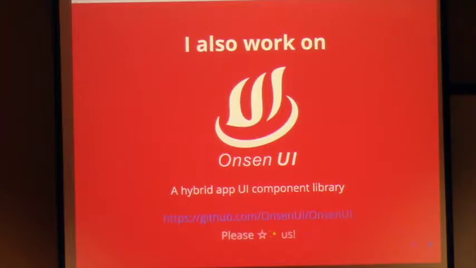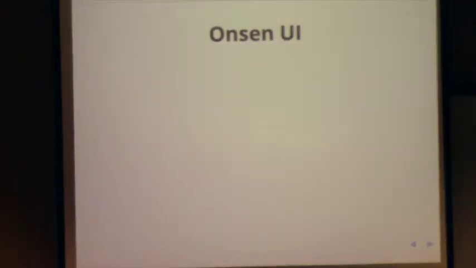So the thing I work most on is something called Onsen UI. And Onsen UI is a hybrid app UI component library. So it's a collection of UI components that you can use in your hybrid apps. And Onsen UI is open source, and we're on GitHub. And if you like it, please star us. We like getting stars on GitHub. So as I said, we're a collection of components.